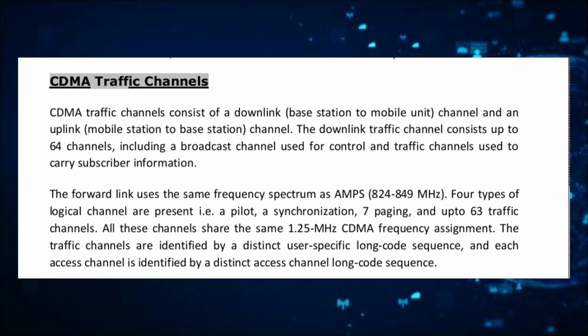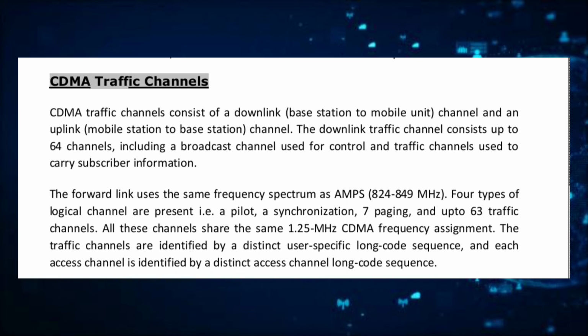CDMA traffic channels. A CDMA traffic channel consists of a downlink channel from the base station to the mobile unit and an uplink channel. The downlink traffic channel consists of up to 64 channels, including a broadcast channel used for control and traffic channels used to carry subscriber information. The forward link uses the same frequency spectrum as AMPS. Four types of logical channels are present: a pilot, synchronization, 7 paging, and up to 63 traffic channels. All these channels share the same 1.25 MHz CDMA frequency assignment.